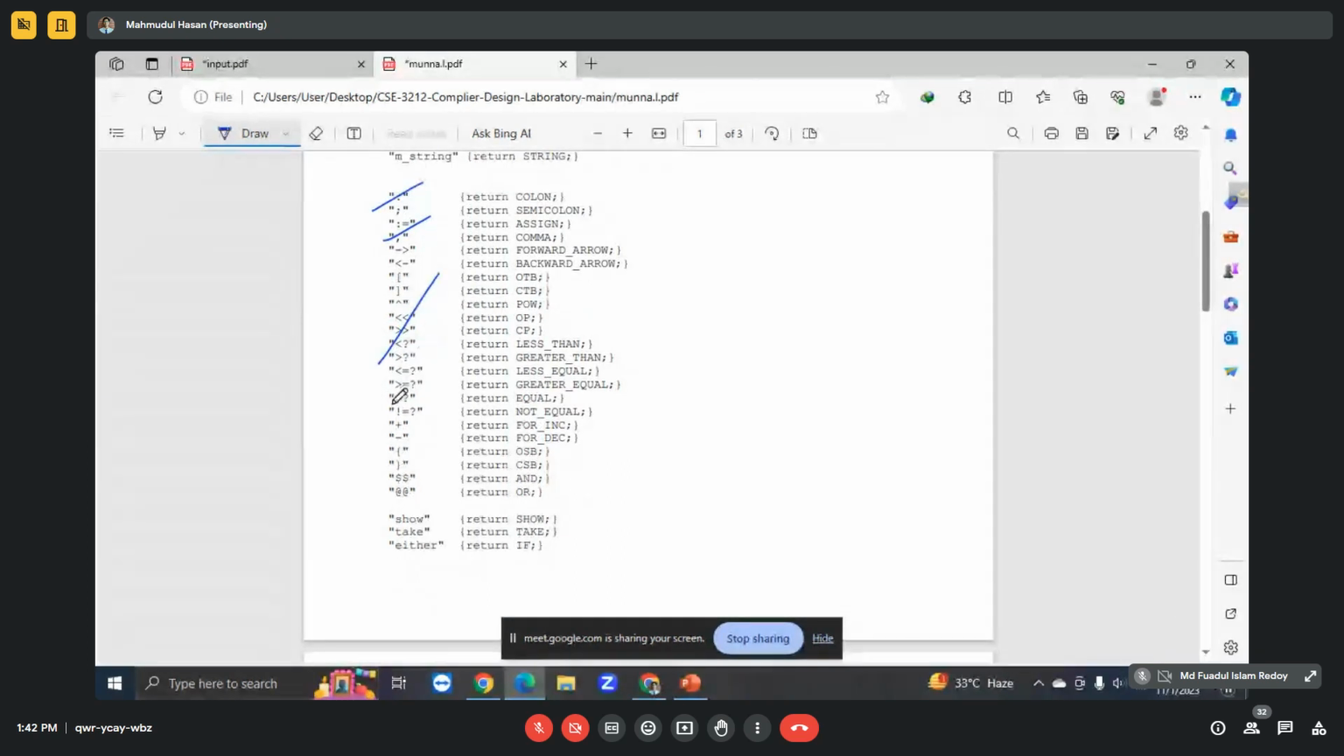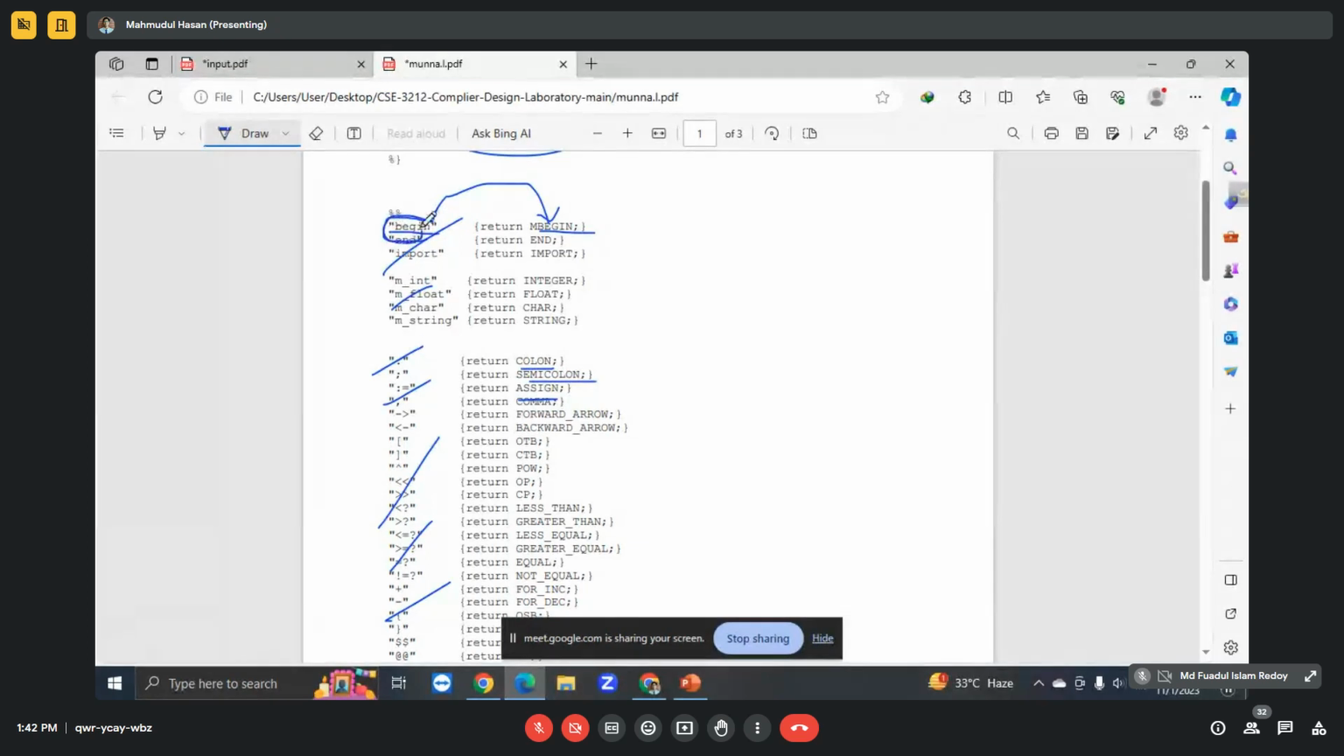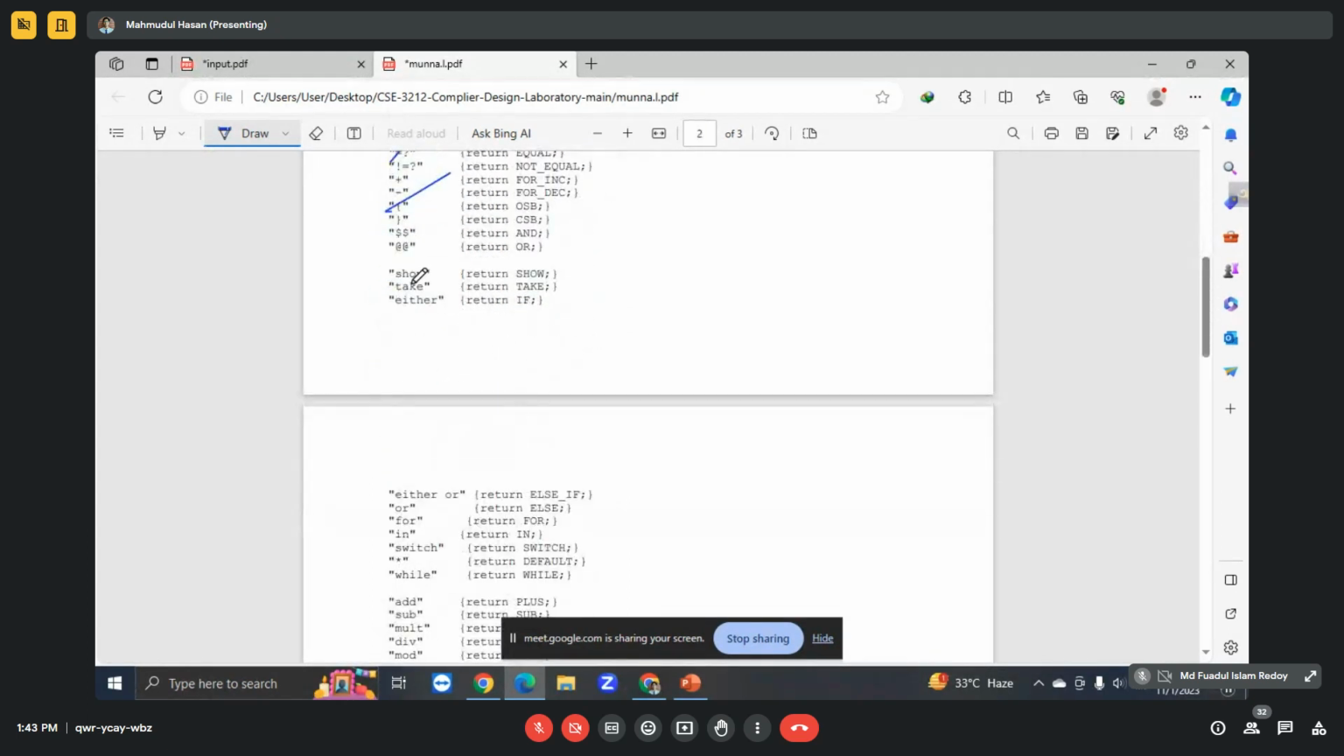Those are operators, those are punctuation, and we know that for a programming language those are fixed. That's why the token name is enough. If the lexeme is this one, then it simply returns this token. If the lexeme is this one, that means colon, so it simply returns the colon token. Suppose the actual lexeme is show, then it simply returns the token as show.